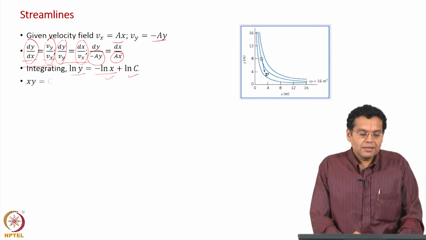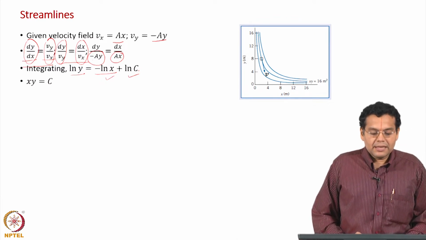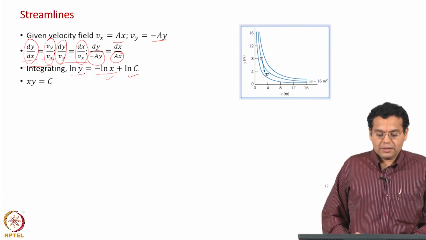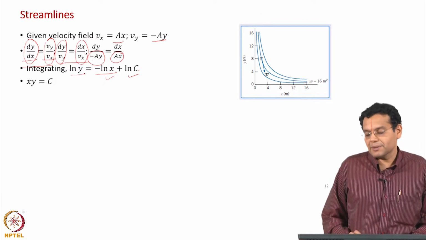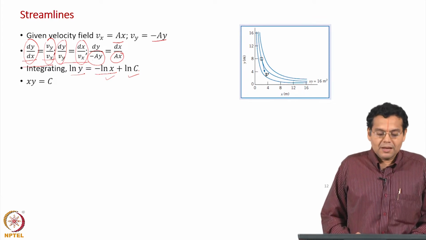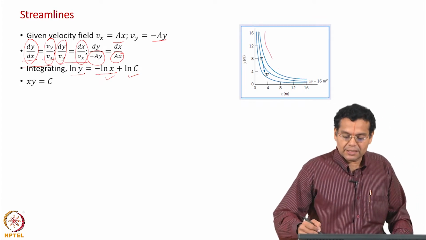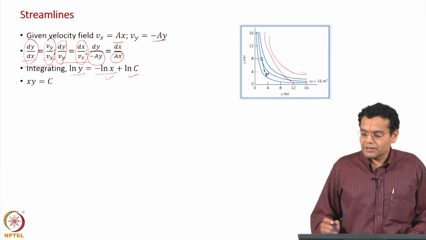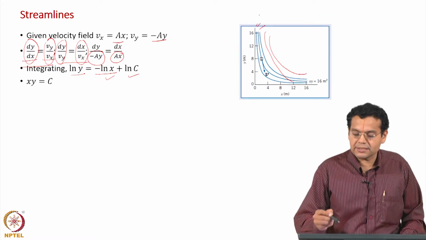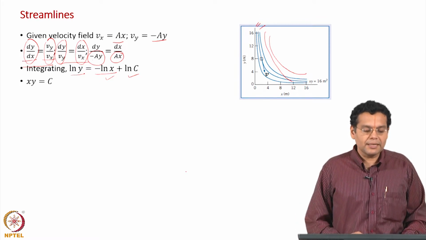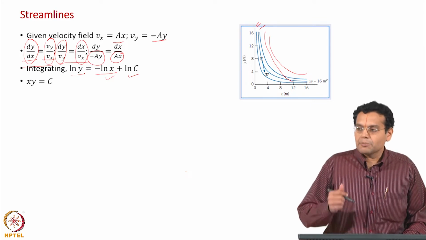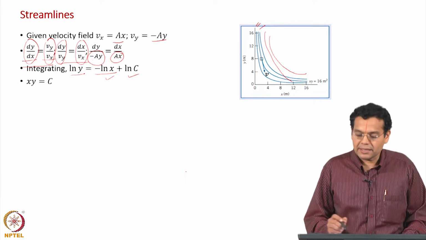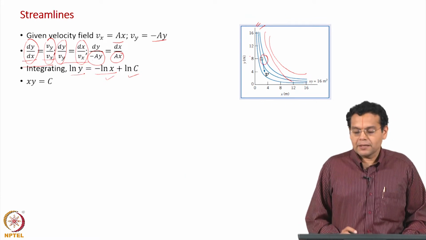So, this equation can be represented as xy equal to c. Now, xy equal to c in this particular case represents a hyperbolic equation, and that is what we represent as streamlines here. Now, this c differs from one streamline to the other streamline. How does it get determined? It gets determined based on the point through which the streamline passes. That is why we were given: find the equation of a streamline passing through a point (2, 8).